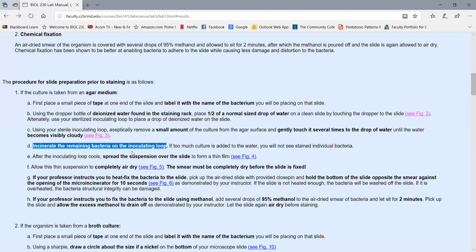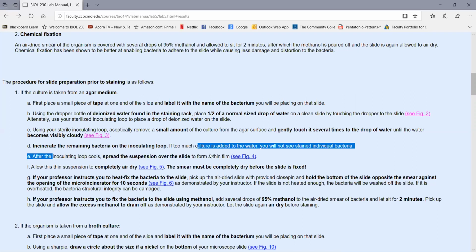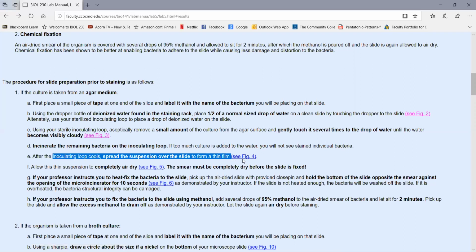Now, once you've added the bacteria to the drop of water and you've incinerated the rest of the bacteria off the loop, make sure the loop cools for 10 or 15 seconds, because if you touch that hot loop to that drop of water, the water is going to splatter all over you. And then once the loop's cool, spread the suspension over the slide to get a thin film.